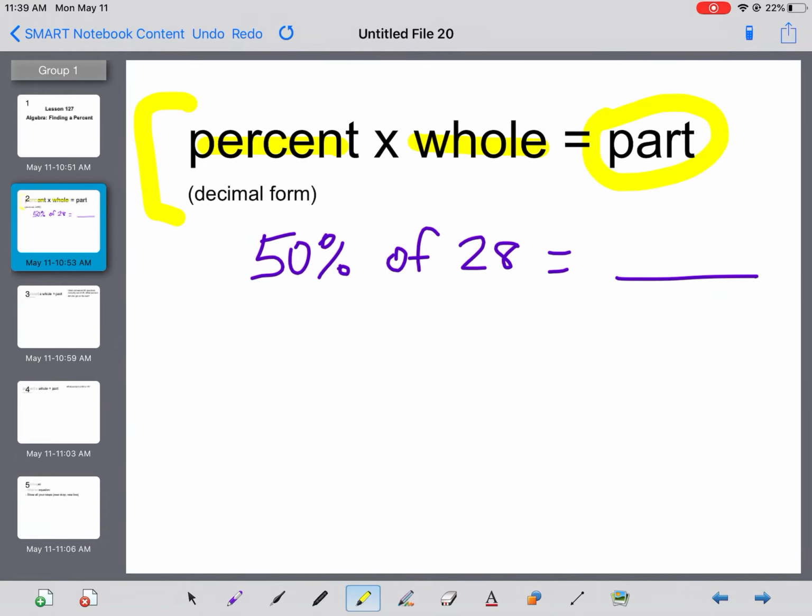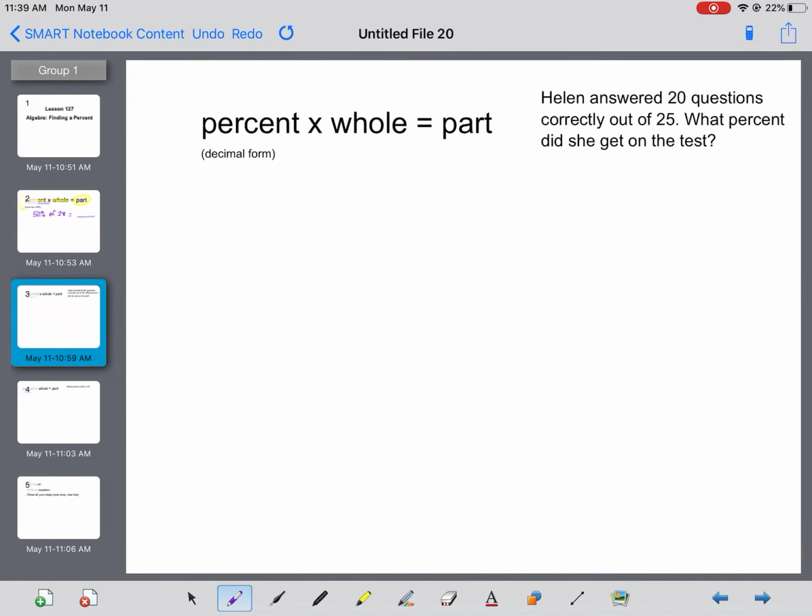missing the part. Today we are going to use that same equation, but instead of the part being what's missing, the percent is going to be what is missing. And we're going to use what we've learned in algebra before to figure out what that missing percent is. So let's start off with an example.